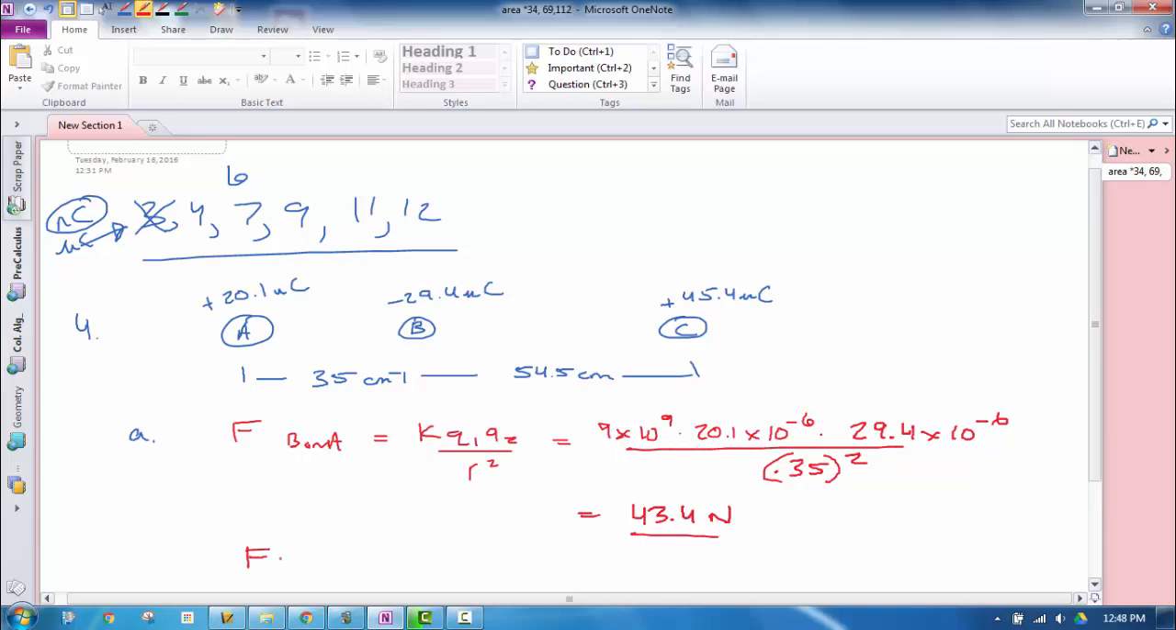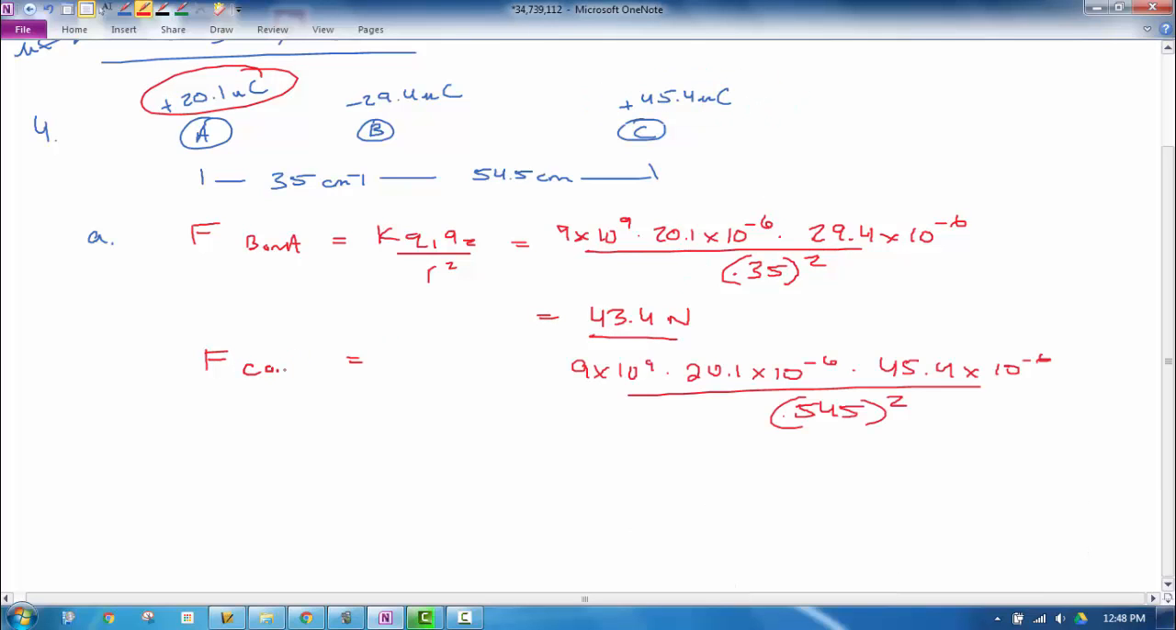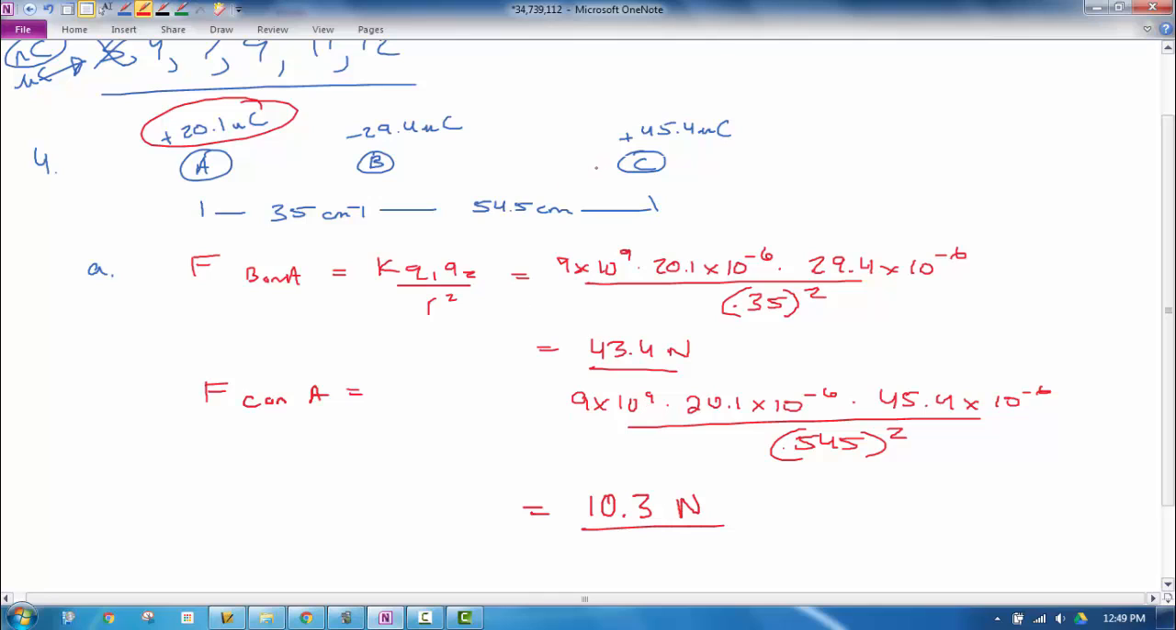Then we're going to do the force of C on A. It's the same exact formula, only this time we're going to use this charge and this charge. So I'm going to plug that in. We plug in C and A for those 2 magnitudes right there, and the distance between them is 0.54. If we evaluate that, we get 10.3. So now we need to figure out what direction these are going.